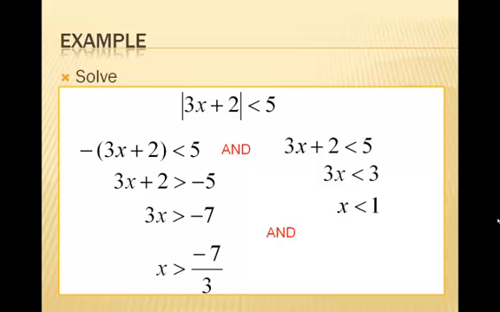So what you will include as your solution for this one are all the numbers that satisfy both these conditions. It must be greater than negative 7/3, and it must be less than 1. So this gives us the interval of everything between negative 7/3 up to 1.